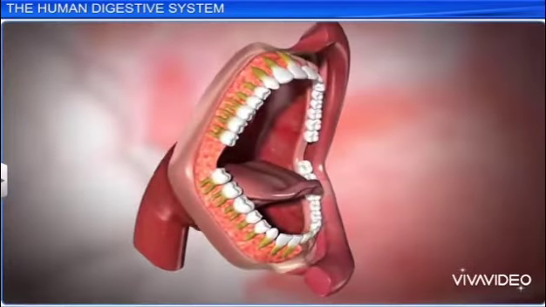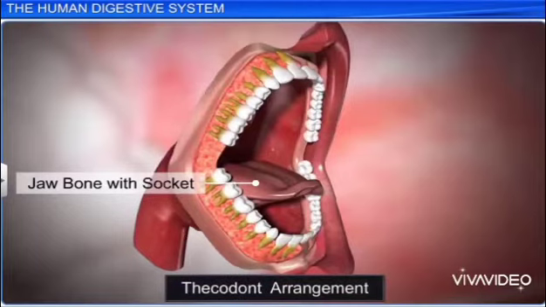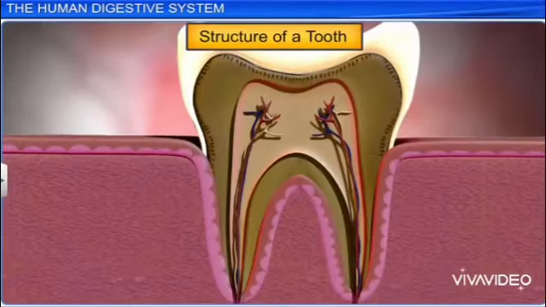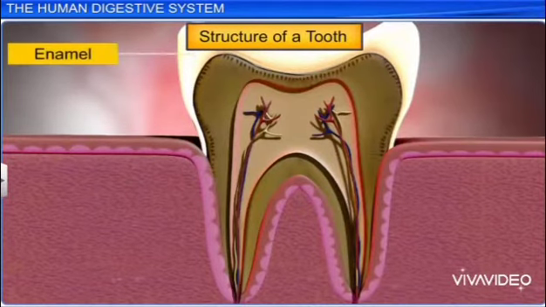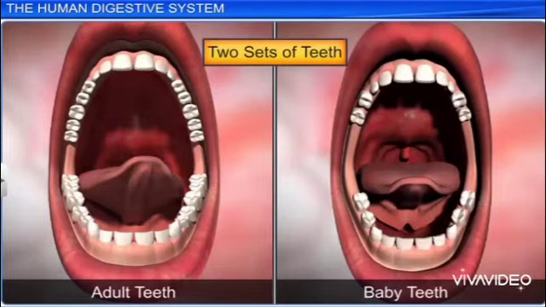Each tooth in the cavity is embedded in a socket of the jawbone, forming a type of attachment known as thecodont. The hard chewing surface of the tooth, made up of enamel, helps in chewing and breaking down of food. Interestingly, human beings develop two sets of teeth during their lifetime and are hence known as diphyodont.